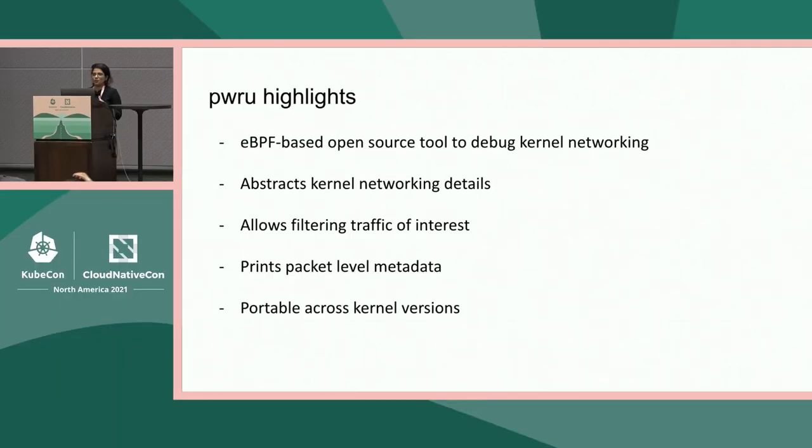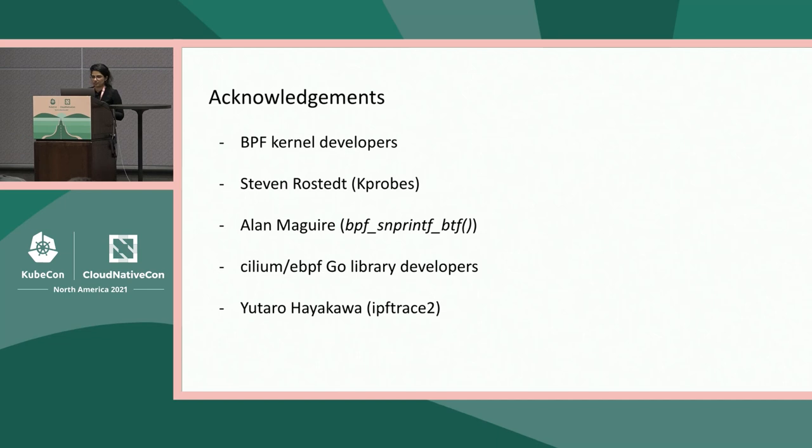So here are the Peru highlights. Peru is an eBPF-based open source tool to debug kernel networking, and it does so by abstracting kernel networking details. But more importantly, Peru exposes advanced filtering capabilities. And it prints packet-level metadata so that you can introspect the kernel in a fine-grained manner. And it's portable across kernel versions.